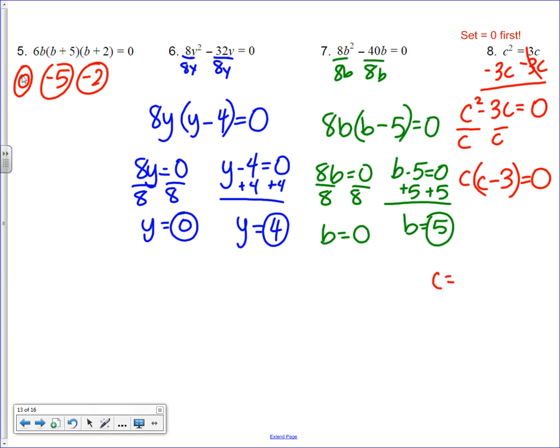Either c has to be equal to 0 or c minus 3 has to be equal to 0. You guys see how this problem is already done for you? The variable is already isolated. That's it. This is just the answer. Now how do you solve this one? So c is 3.